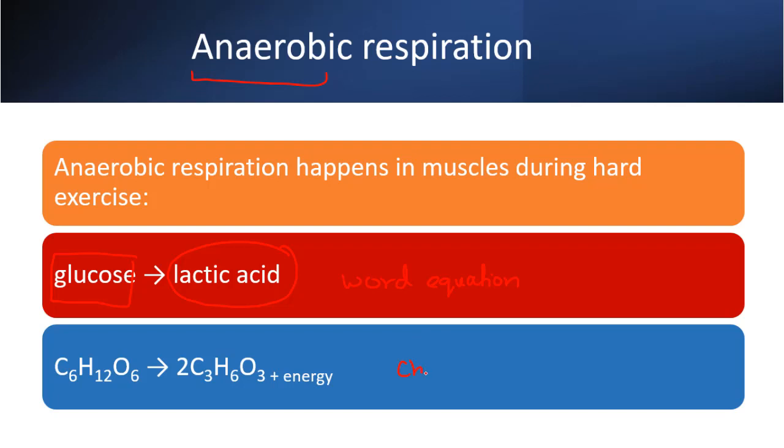The chemical equation for this anaerobic respiration is C6H12O6, that is glucose, converted to lactic acid, that is C3H6O3. This is the chemical formula for lactic acid. And these are 2 molecules of lactic acid along with a little amount of energy. Remember both of these equations.